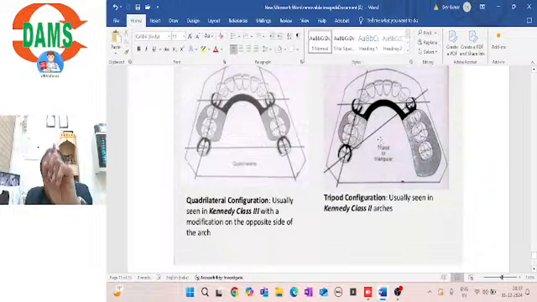In Kennedy's class 1 you see bilateral configuration, and you add one indirect retainer on either side of the middle line in Kennedy's class 1.